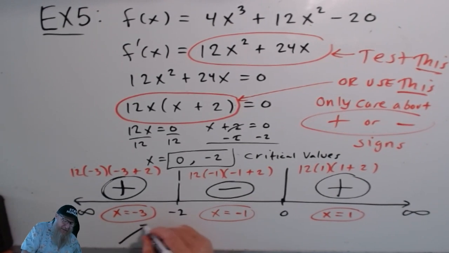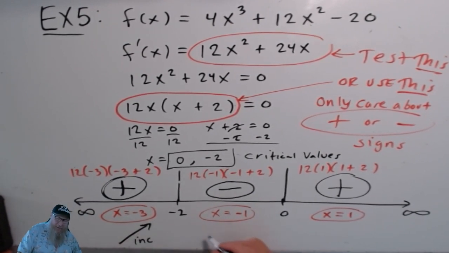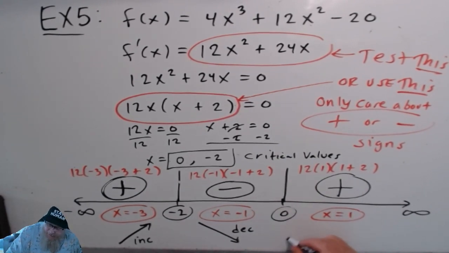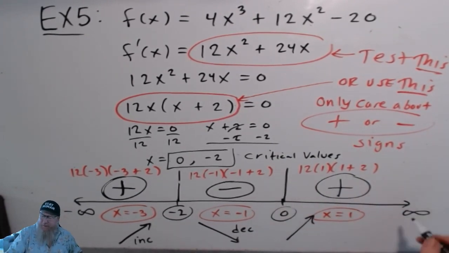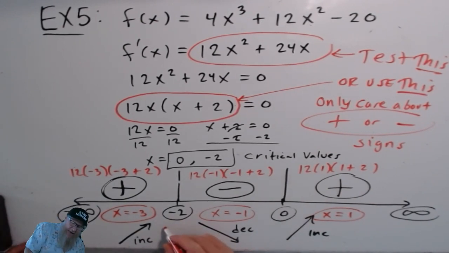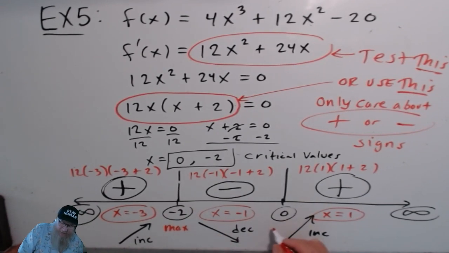So the graph is increasing until you get to -2. Then it's decreasing until you get to 0. And then it's increasing again all the way to infinity. And so that means that -2 is a max and 0 is a min.